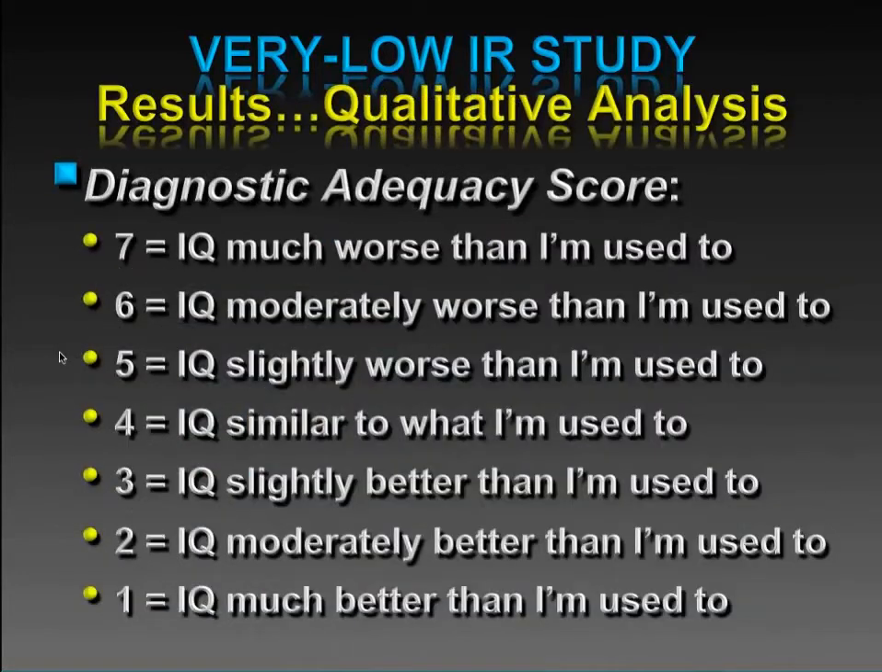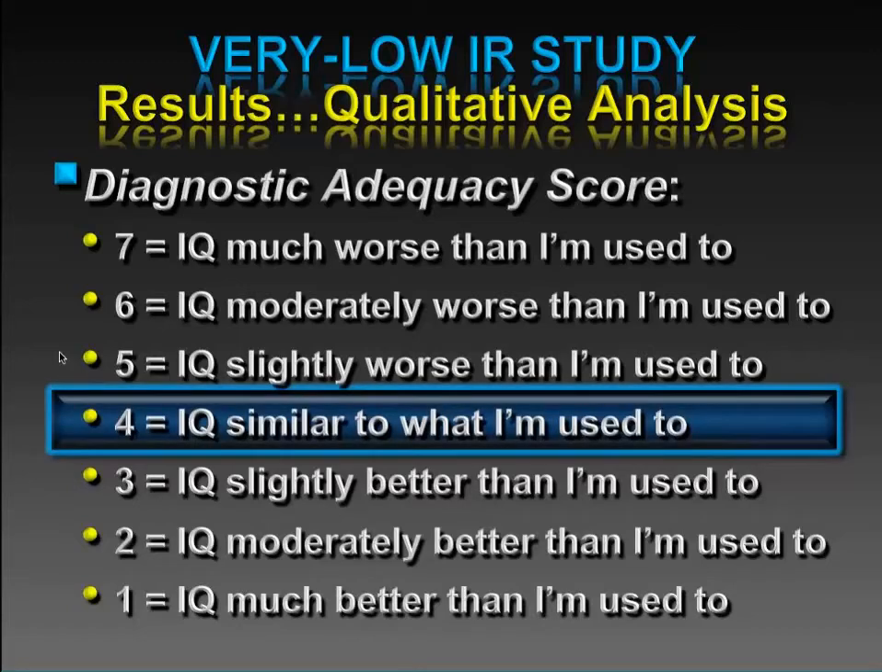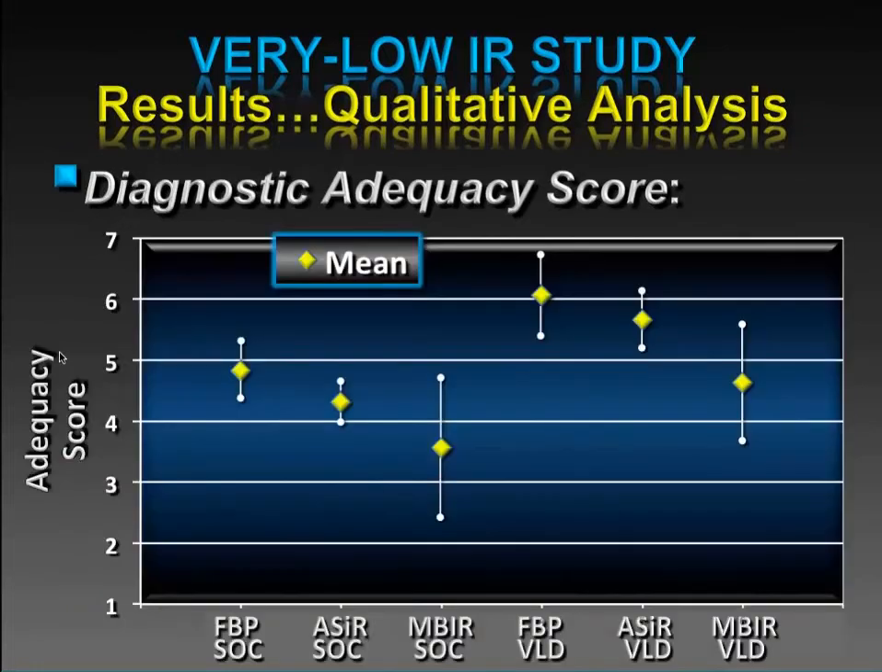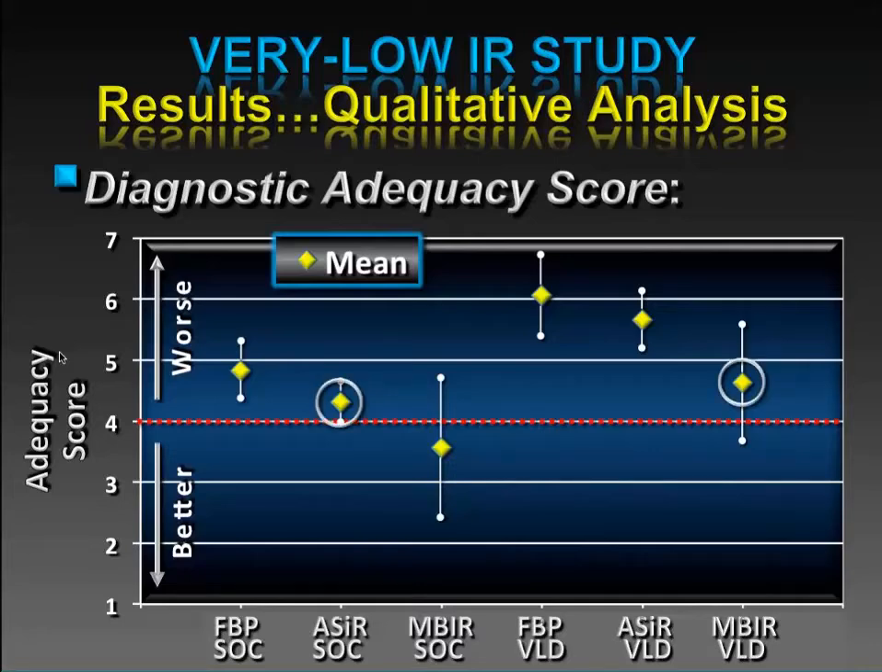You say, well, that sounds all good. What about diagnostic adequacy? And we scored them. Each reviewer said, all right, how does it compare to what I'm used to, with 4 being similar image quality to what I'm used to? 5 and higher was worse, 3 and lower was better. And here you can see the data on that adequacy score. Again, 4 was what I'm used to, higher is worse, and lower is better. Notice that, again, our standard was the ASIR dose standard of care, and that we had slightly worse adequacy scores for the model-based at the very low dose, but not statistically significantly different.